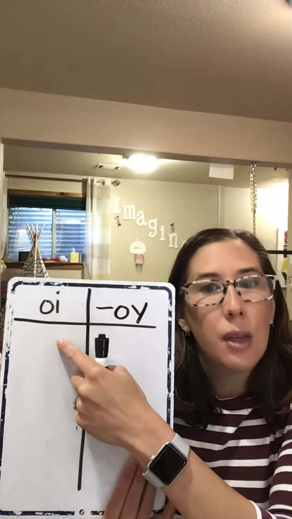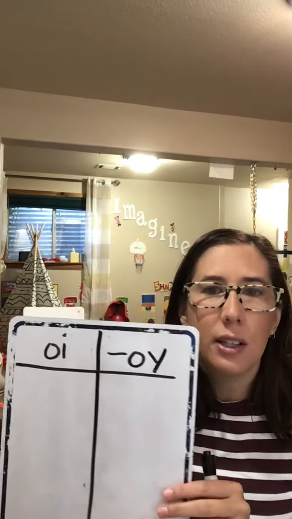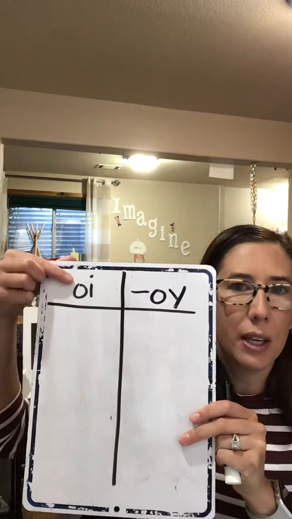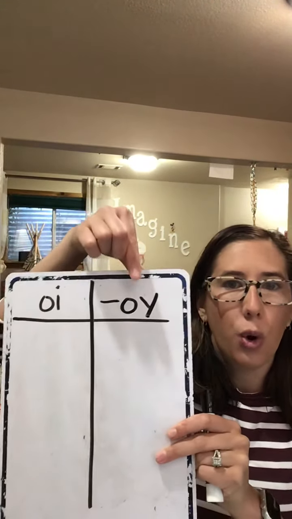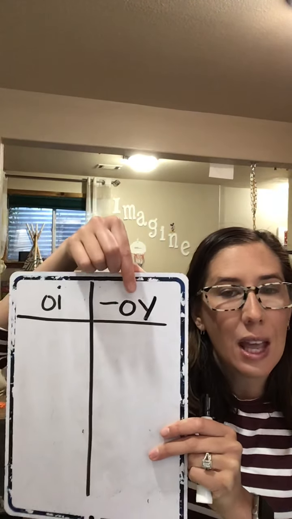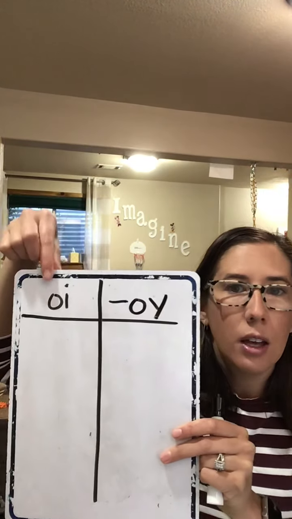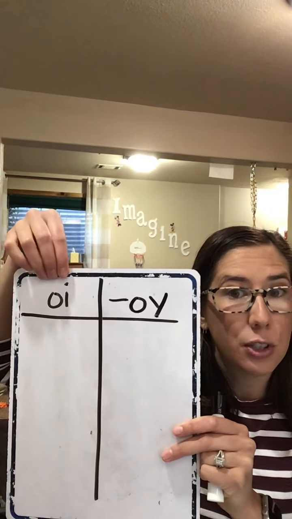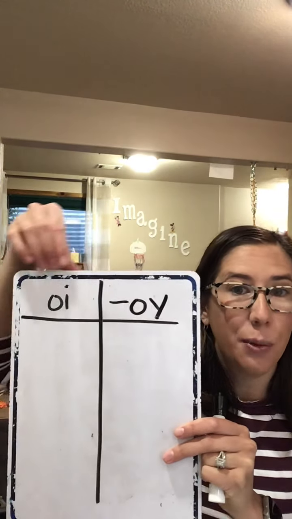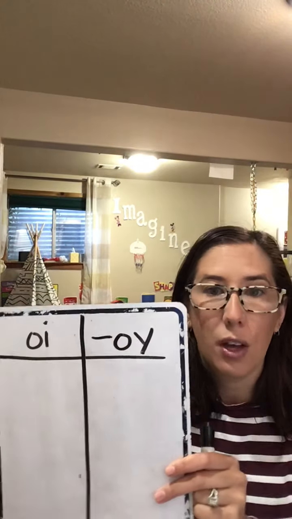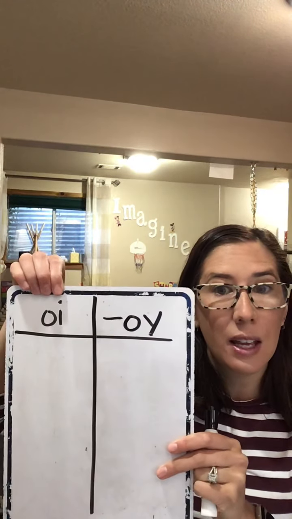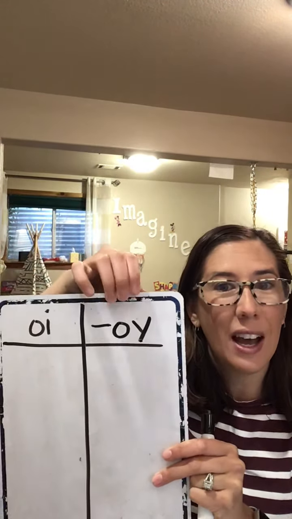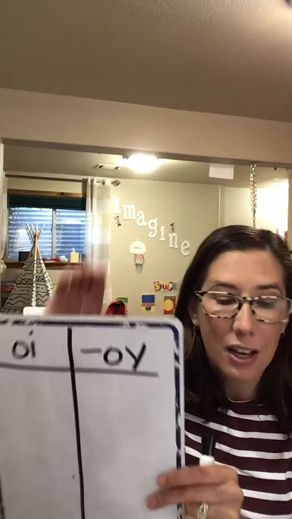So when I say the word, I want you to decide if the oi is in the beginning or the middle, or if the oi is at the end. Okay? So I'm not going to show you how I write it yet. I want you to try to write it, and then I will show you. Okay, O-I happens in the beginning and the middle. O-Y happens at the end. Okay, first word.